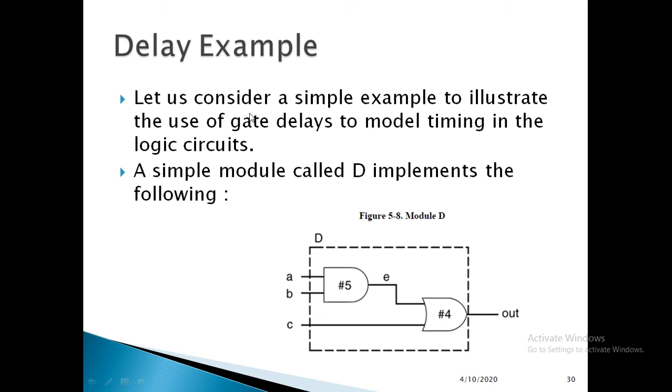Now let us consider a simple example. In this example, this circuit is used. The AND gate has inputs A and B, and output is E. Output is achieved after 5 time units delay. For the OR gate, input C is connected, and input E is produced after 5 time units delay, and ultimately out is produced after 4 time units delay.